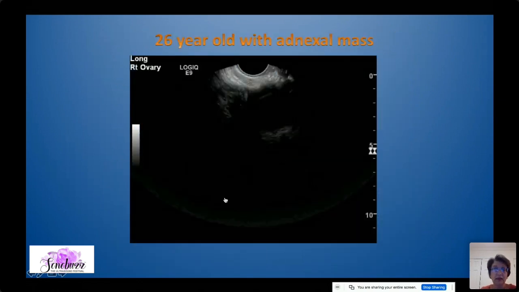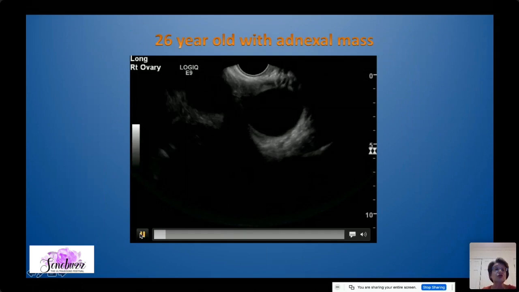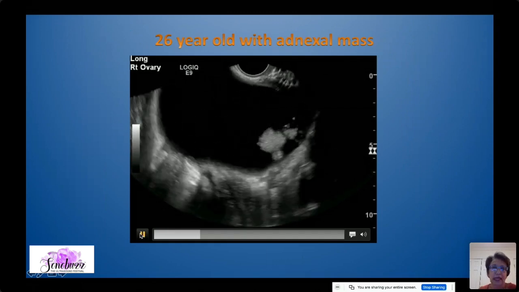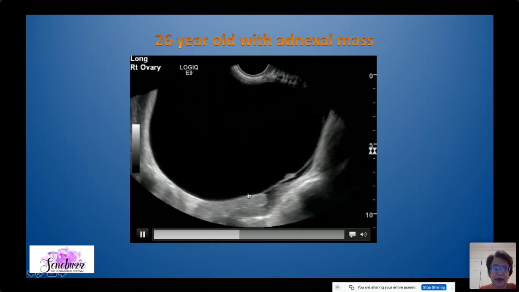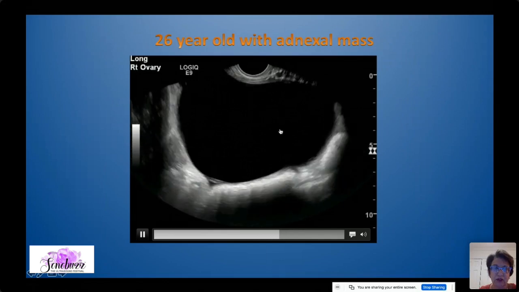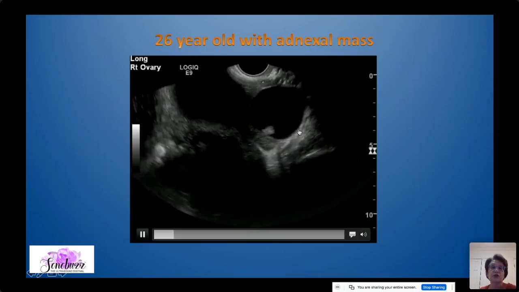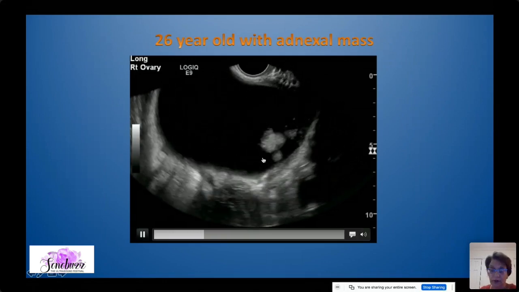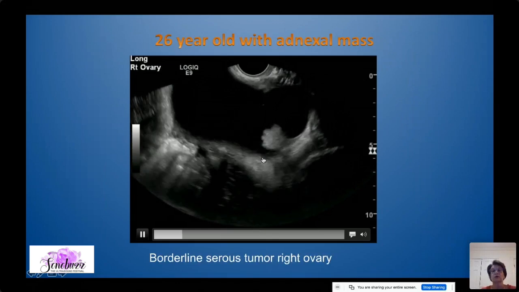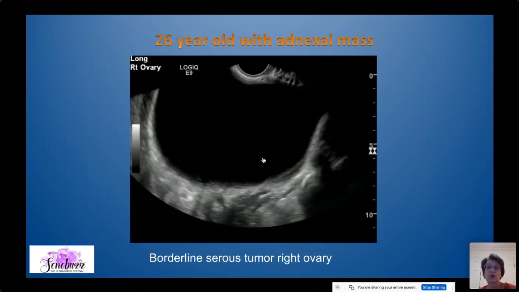Now, what about this case? This is a 26-year-old woman, and she has a mass that looked like the cystic mass, but there is a big nodule here. And again, she's young, right? So if you see a mass like this in a young patient, one of the things to think about is that this woman could have a borderline serous tumor. And that's what she had.